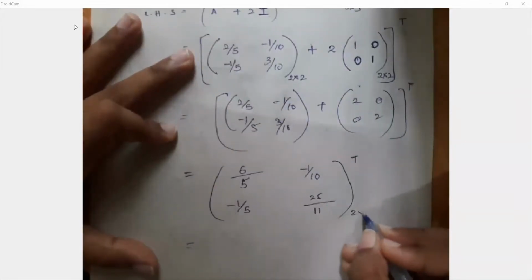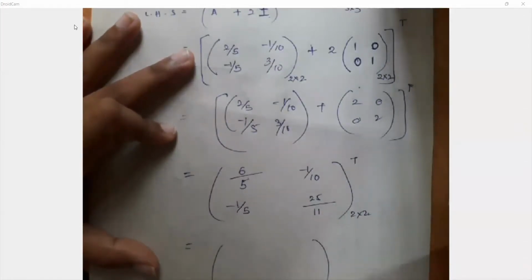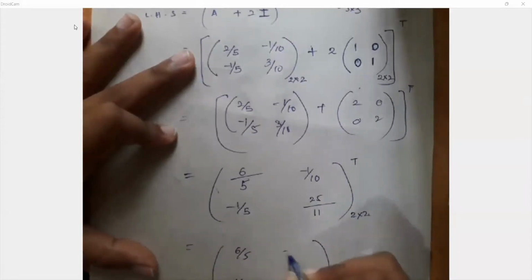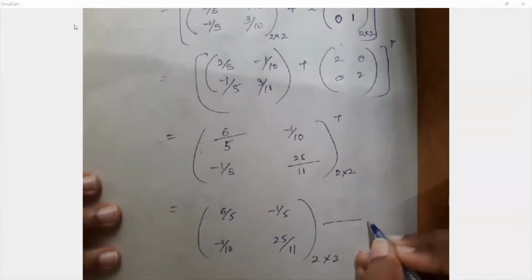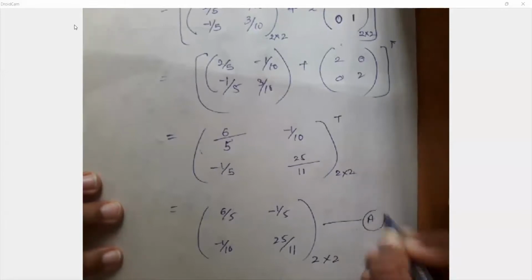This is a 2 by 2. So our transform will be this 2 here and this 2 here. So this row as a column, this row as a column. This is our left hand side. Take it as A. Okay, A. Take the right hand side.